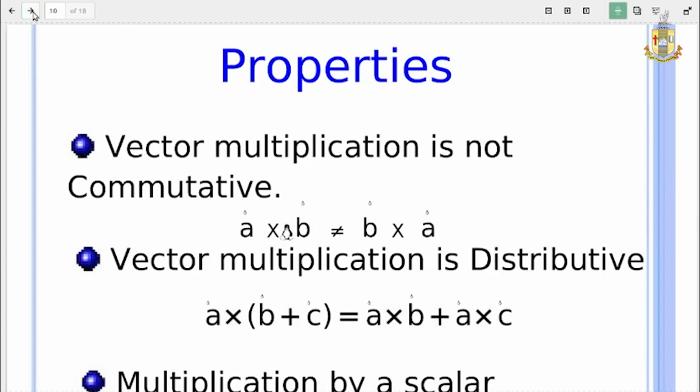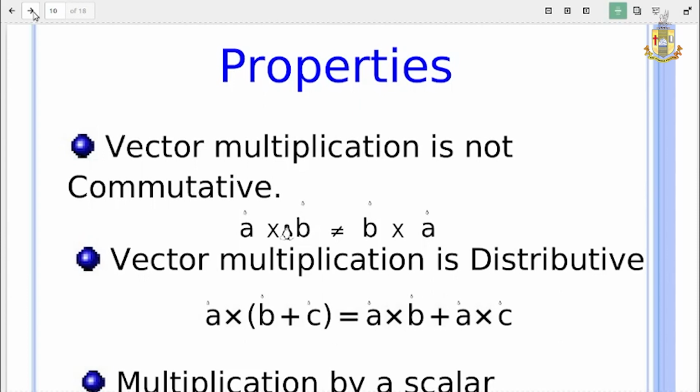Here, with the help of the right hand rule, we can easily say that the cross product is not commutative. The right hand rule gives A vector cross B vector, but another one is B vector cross A vector. So it is not commutative: A vector cross B vector is not equal to B vector cross A vector. And here the distributive law also holds for the cross product.